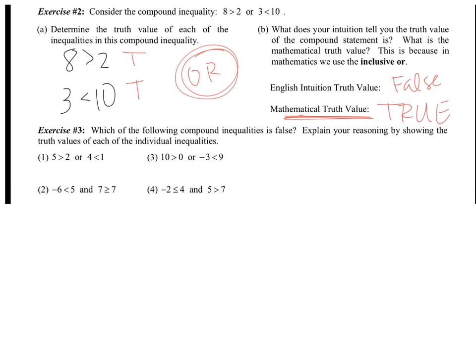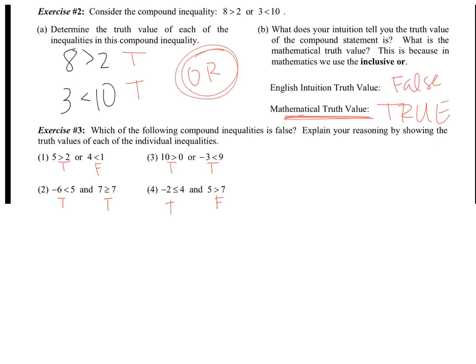The only way an or will be false is if all parts are false. So which of the following compound inequalities is false? Explain your reasoning. So 5 is more than 2, or 4 is less than 1. 10 is more than 0, or -3 is less than 10. -6 is less than 5, or 7 is more than or equal to 7. -2 is less than or equal to 4, and 5 is more than 7.